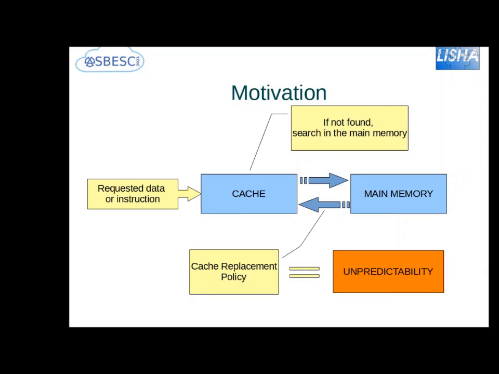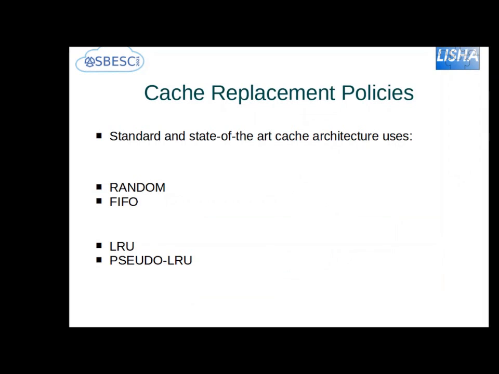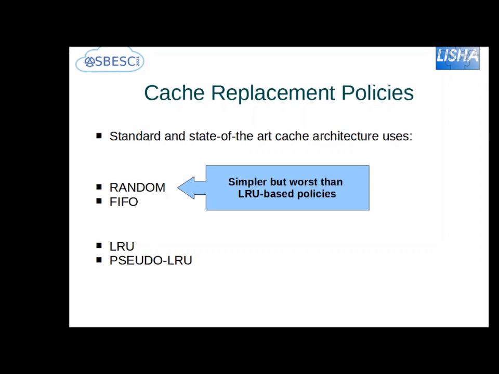In the context of hard real-time systems, designing and implementing a near-optimal cache eviction policy is essential, as the gains in execution time have a direct impact on the scalability ratios and the utilization of the target platform. Standard and state-of-the-art cache architectures feature either the random policy, the first in first out policy or FIFO, the least recently used policy or LRU, or the pseudo LRU policy. The first two are simple to implement but have bad average performance compared to LRU.